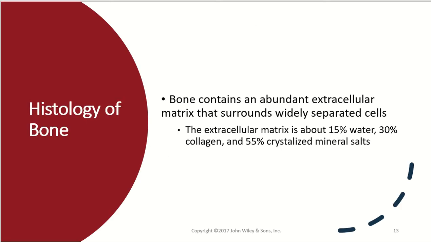So, now that we've looked at the general anatomy of the bones, we can look at the actual histology of the bones. Bones contain an abundance of extracellular matrix that surrounds widely separated cells. So it's mostly extracellular matrix. The extracellular matrix is about 15% water, 30% collagen, and 55% crystallized mineral salts. So that's what gives it the hardness that we associate with bone.